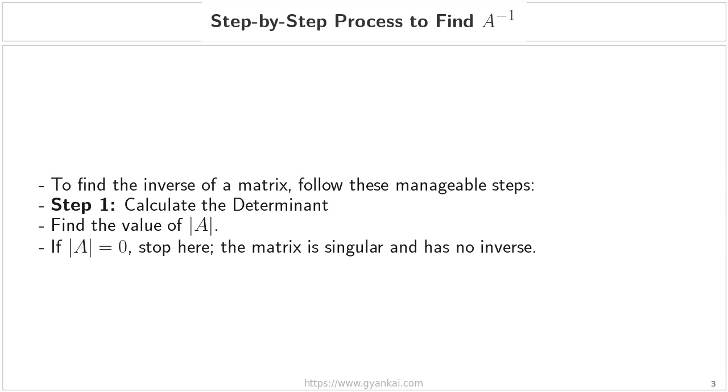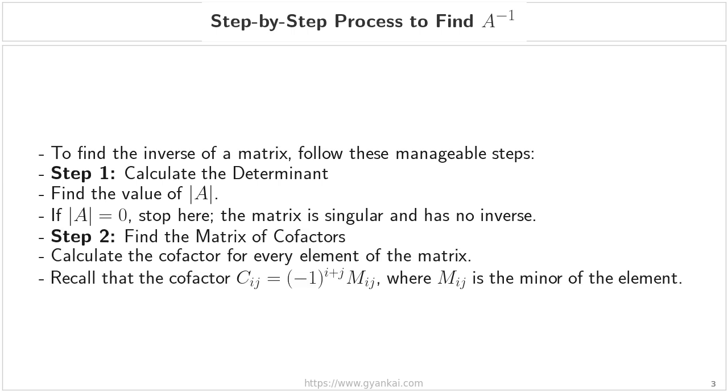This is a crucial checkpoint. As we mentioned in the previous slide, if the determinant equals 0, you must stop right there. The matrix is what we call singular, meaning it simply has no inverse. There is no point in proceeding further if the determinant is 0. Step 2, once you've confirmed the inverse exists, you need to find the matrix of cofactors.